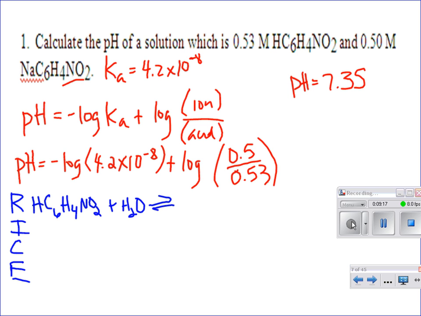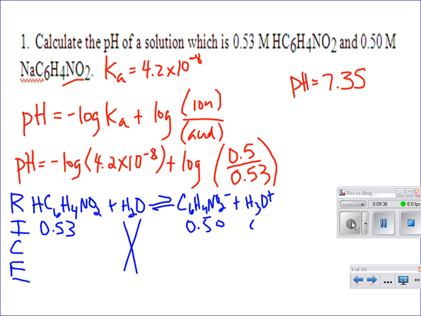And what do we make? We make C6H4NO2 minus plus what? H3O plus, correct? And then we put our initial concentrations in. Since we have concentrations for both, this is 0.53 and this is 0.50, and we have none of this. This is why it's called the common ion effect, because we have a common ion amongst both of those initial concentrations. Minus X, plus X, plus X. You already know how to solve all this.